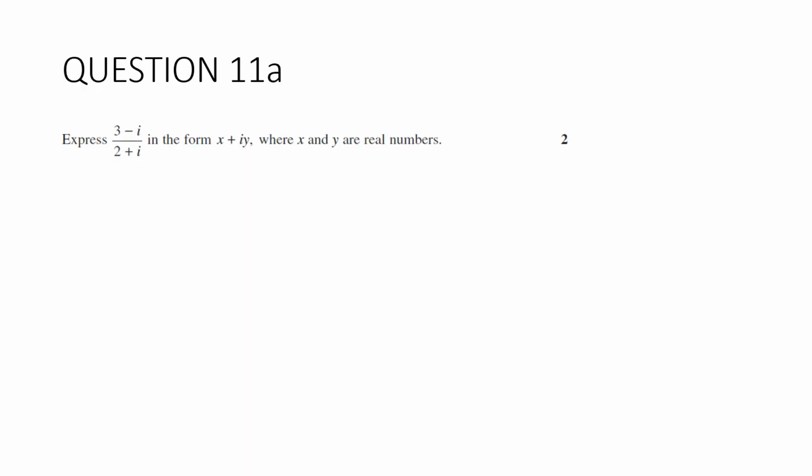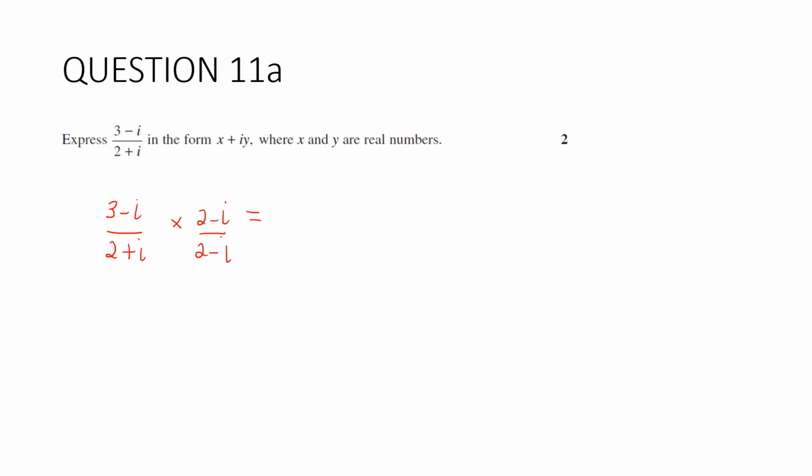Right, here's 11a. Express (3 - i)/(2 + i) in the form x + iy, where x and y are real numbers. Okay, nice easy one to start with. So we're going to multiply by the conjugate, aren't we? Which of course is 2 - i.